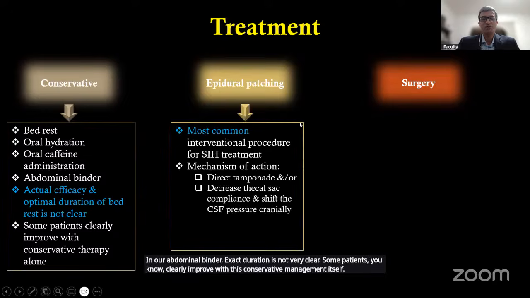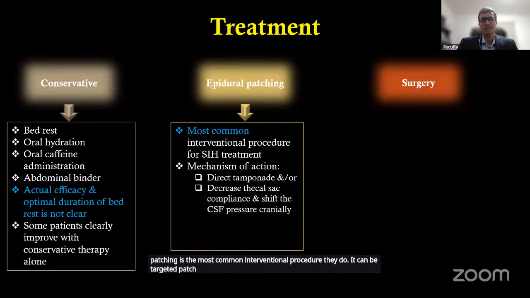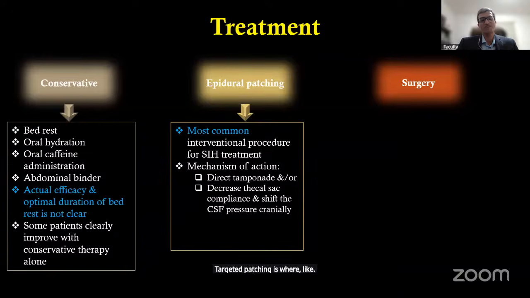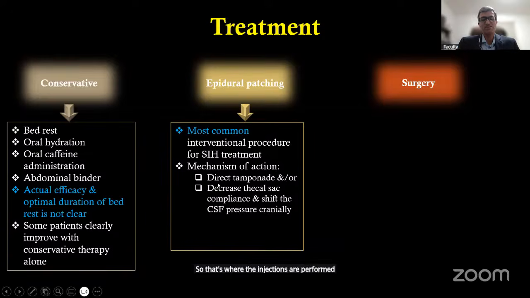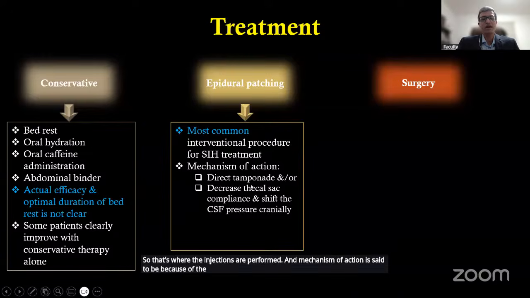Epidural patching is the most common interventional procedure they do. It can be targeted patching or non-targeted patching. Targeted patching is where the level of leak is known and the autologous blood is injected at that level, so that the effect is much more. Similarly, non-targeted, you don't know the level, so usually suspected leaks are in the thoracolumbar region. So that's where the injections are performed. And the mechanism of action is said to be because of the direct tamponade and/or decreased thecal compliance and shifting the CSF pressure more cranially.